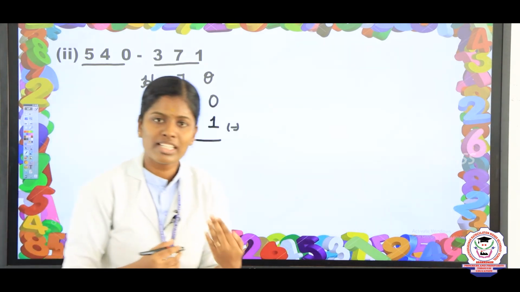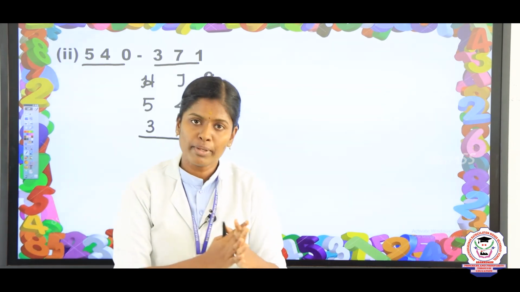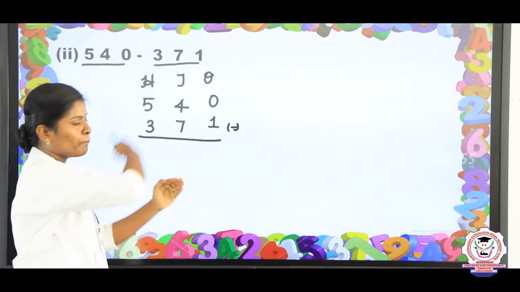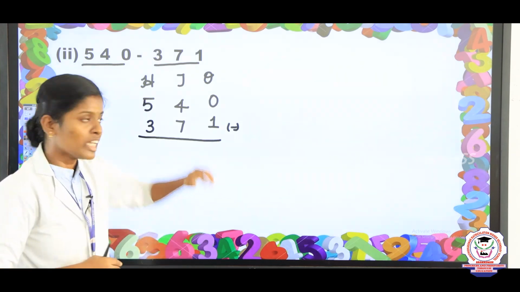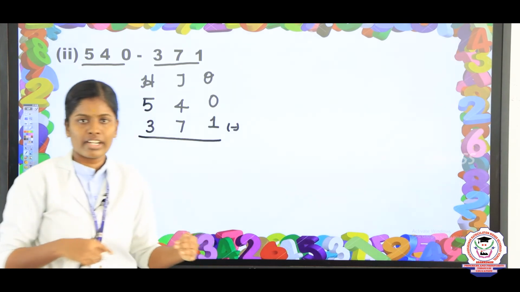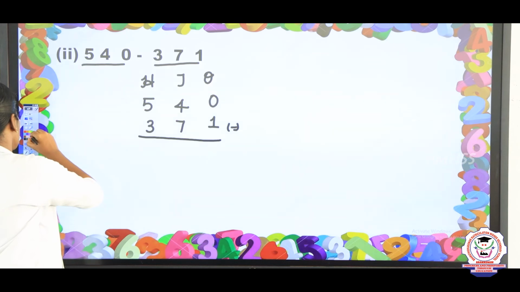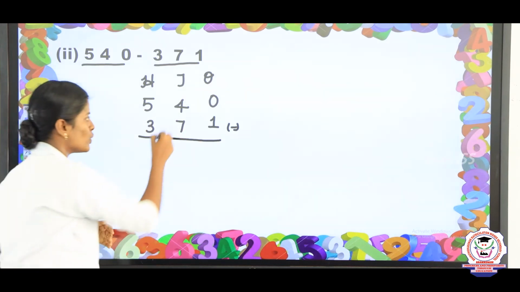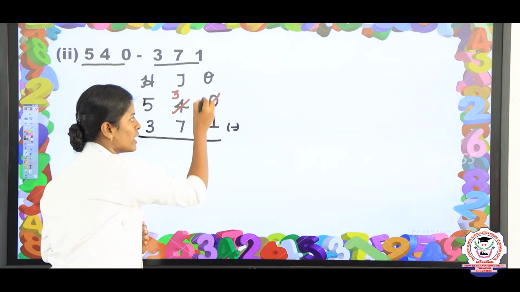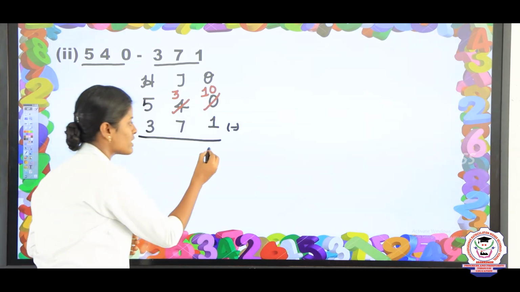Now tell me Nasreen, 0 minus 1 is possible? No, it is not possible. Why? Because 0 is the smallest number, 1 is the greatest number. Here you are going to borrow from the tens place value. Here the tens place values are 4 and 7. 4 tens will change into 3 tens, and 0 ones will change into 10 ones. Now what is the answer? 10 minus 1, the answer is 9.